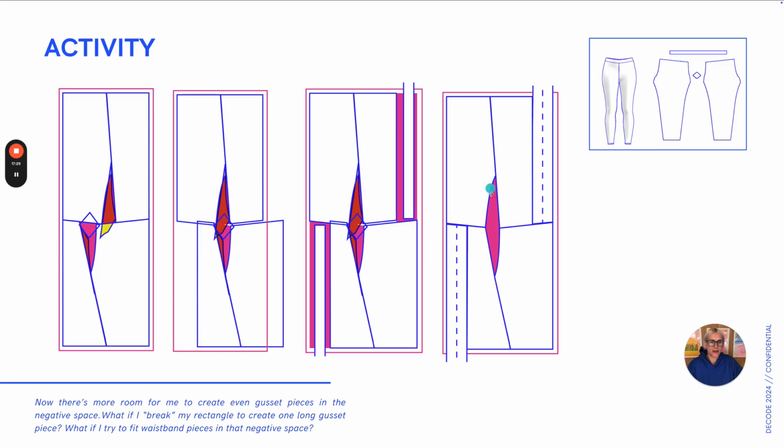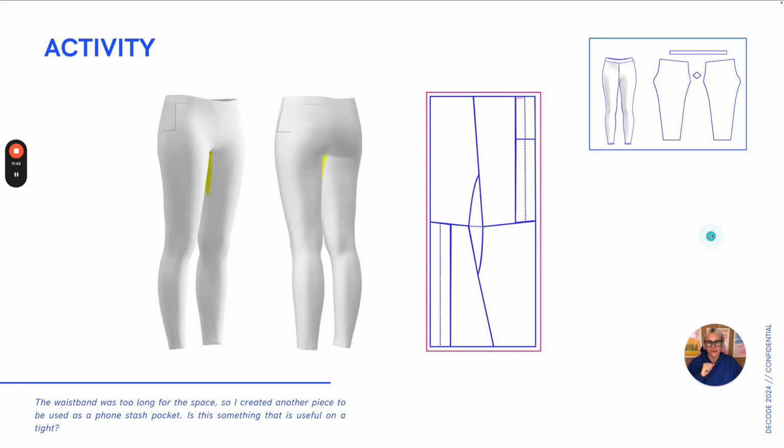And you can see that now this pink piece has become the gusset, just one gusset piece. And again, it's not perfectly symmetrical, but we're just going to pursue this line of thinking for right now. So I took this and tried to finish it up a little bit. I noted that the waistband piece was too long. There was too much of this negative space to be filled up with the waistband pattern piece. So I had this little rectangle left over.